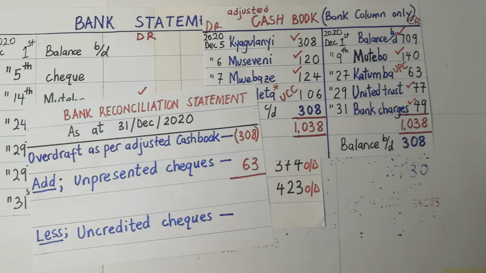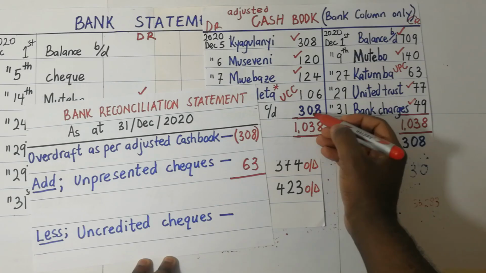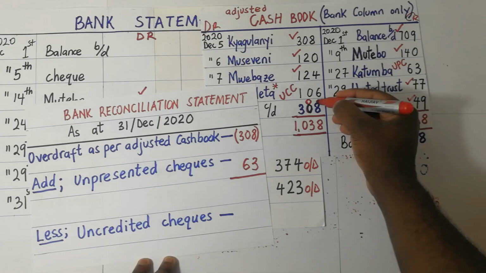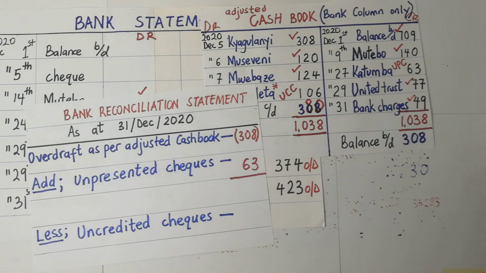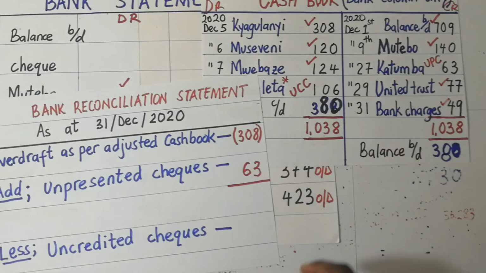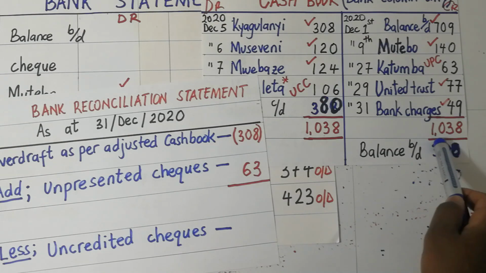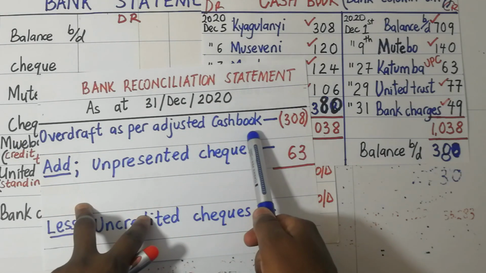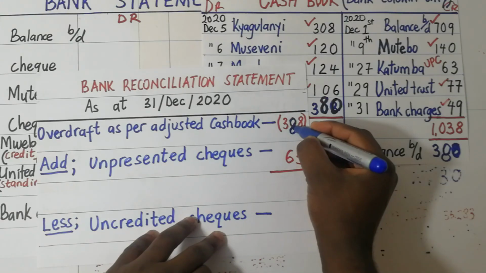Okay, I think I just realized an error here. This is supposed to be 380, not 308. The balance here is 380. I apologize for that error. That was an error. So it means that the overdraft as per our adjusted cash book here is 380 right there.